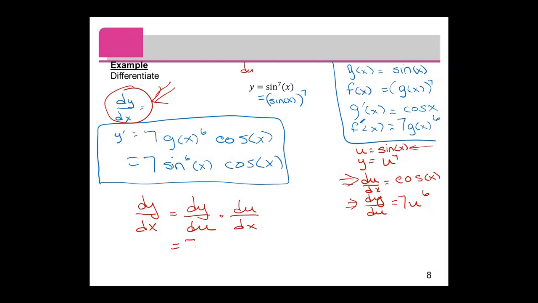Dy du is 7u to the sixth. Du dx is cosine of x. And then last step, I'll plug in what I have for u. So I have 7 sine to the sixth of x cosine of x. And of course, it's the same answer. It would have to be the same answer. There's just two different ways to do the same thing, and it's really your choice, okay? Are there any questions about anything here? I'm good.